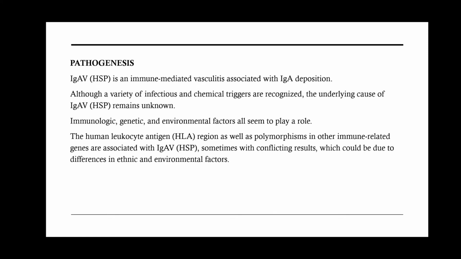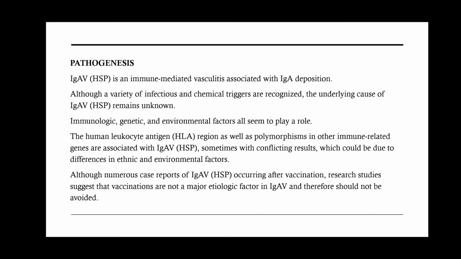The human leukocyte antigen, HLA, region as well as polymorphism in other immune-related genes are associated with IgA vasculitis, sometimes with conflicting results, which could be due to difference in ethnic and environmental factors. Although there are numerous case reports of IgA vasculitis occurring after vaccination, research studies suggest that vaccinations are not a major etiologic factor in IgA vasculitis and therefore should not be avoided.